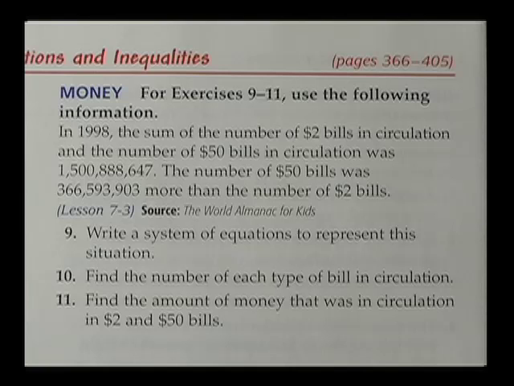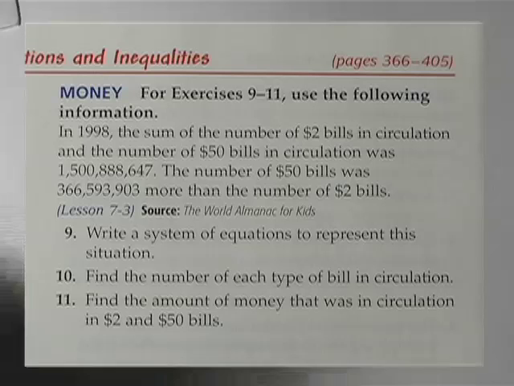In 1998, the sum of the number of $2 bills in circulation and the number of $50 bills in circulation was 1,500,888,647. The number of $50 bills was 366,593,903 more than the number of $2 bills. So our first question there is to write a system of equations to represent this situation. Then we'll find the amount of money that was in circulation in $2 and $50 bills.